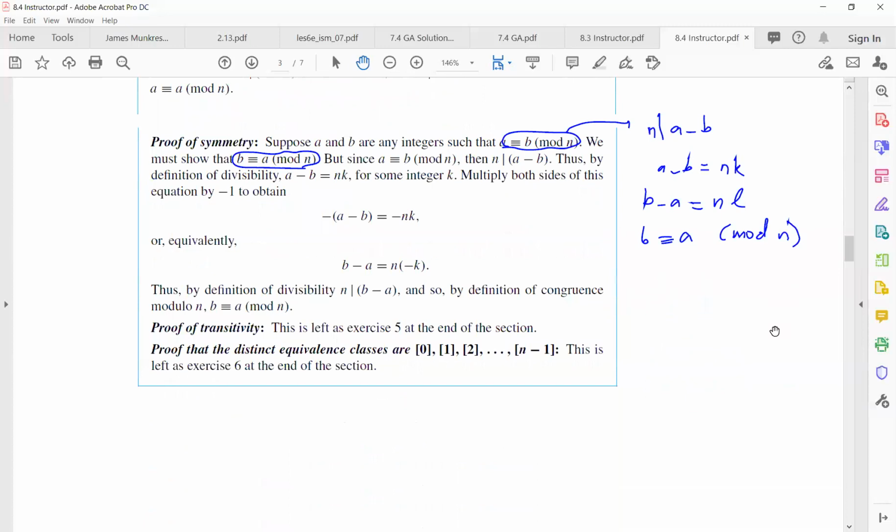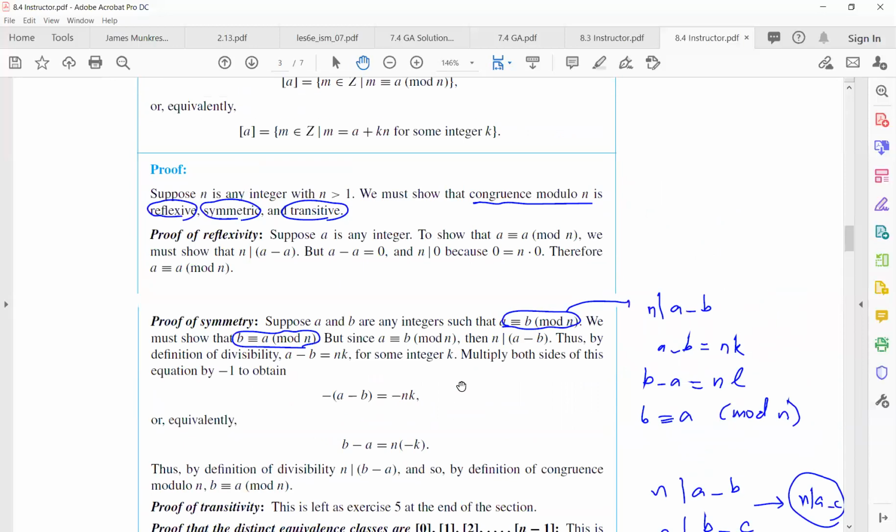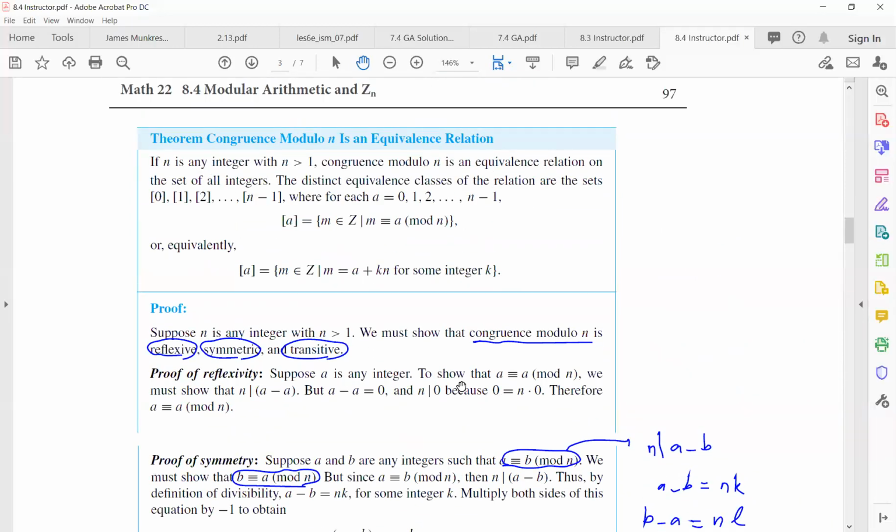The same thing for transitivity. If n divides a minus b and n divides b minus c, for sure you can say that n divides a minus c. Direct definition. So we just proved that congruence mod n is an equivalence relation. This is a relation and it is symmetric, reflexive, and transitive.